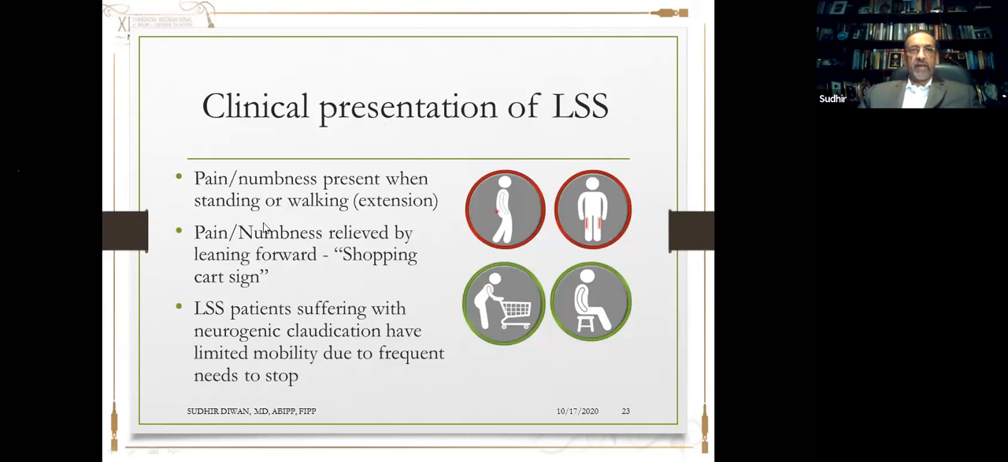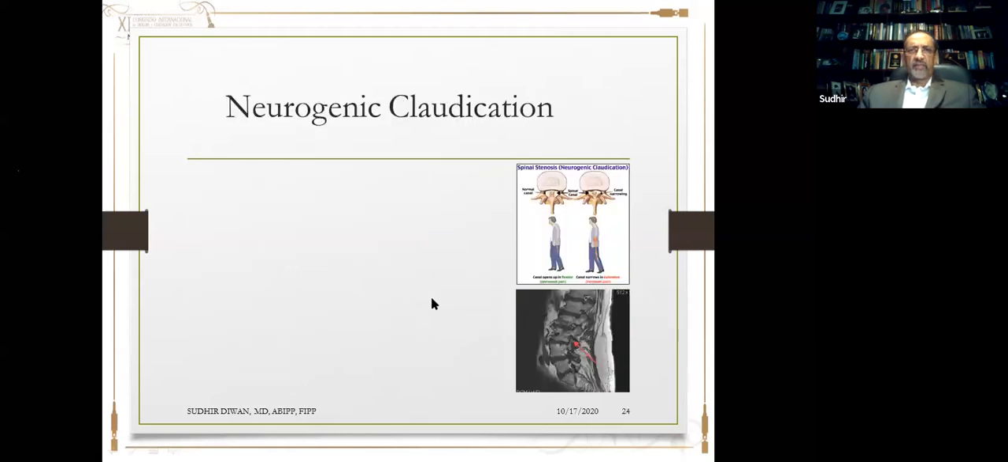Clinical presentation: pain and numbness are present when you are standing or walking, and are relieved by sitting down and leaning forward. When walking, leaning forward, we call it the shopping cart sign. These are very typical of spinal stenosis. Lumbar spinal stenosis patients suffering with neurogenic claudication have limited mobility because they need to make frequent stops, and they don't like to ambulate because they are afraid of getting pain. Sometimes they have to sit down and they will not find a place to sit.